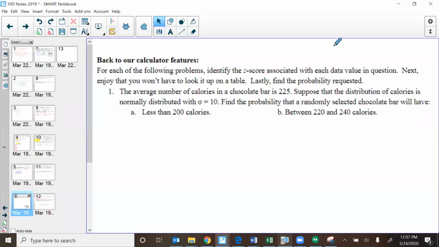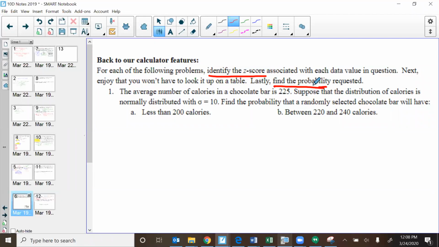Okay, so for part 2 of our attendee notes video lesson, I wanted to talk about different things you can do in your calculator. This question, annoyingly, asks us to identify z-scores, but then also asks us to find the probability. I don't need to identify z-scores to find the probability, but since it asked me, I'm going to have to do the z-score. It also says to enjoy that you won't have to look it up on a table. We used to have z-tables, and you had to find the score. It was very annoying. Now we have our handy-dandy calculator.